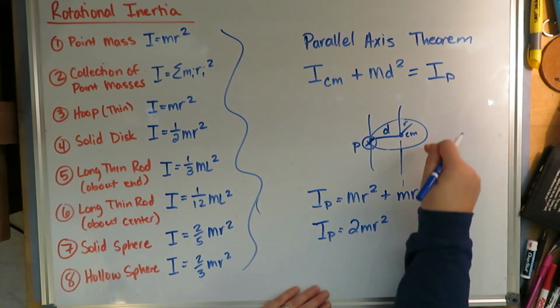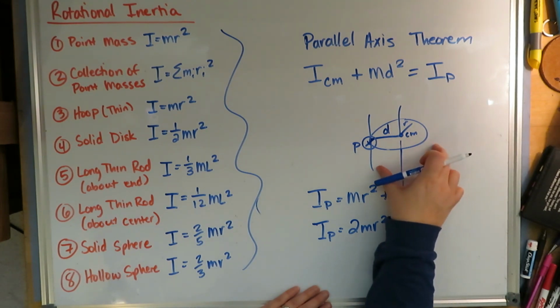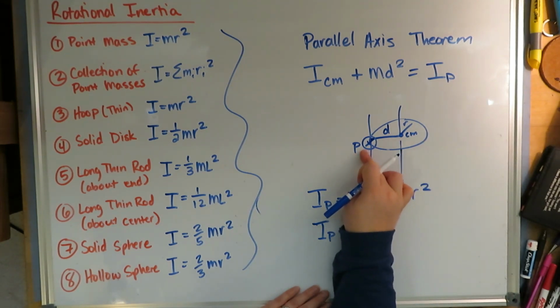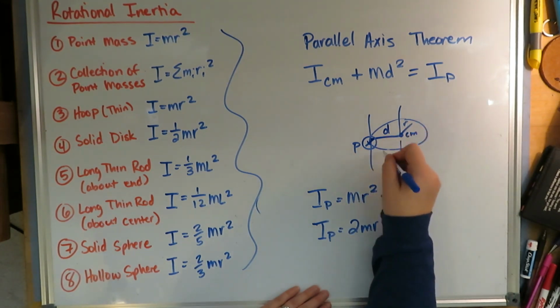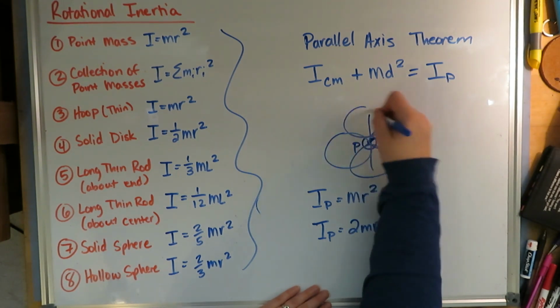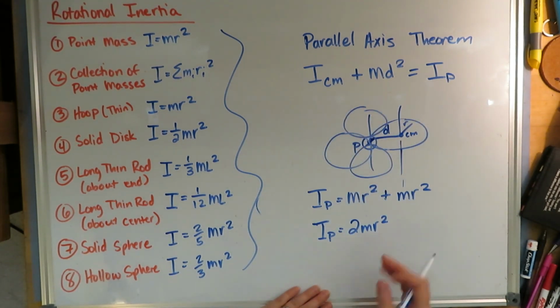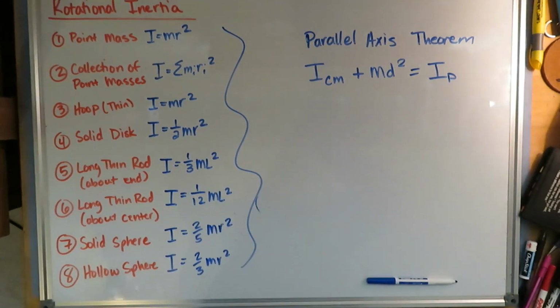So I'm essentially going to double the moment of inertia of this hoop by rotating about a point on the edge, kind of like this around that point, rather than rotating it about its center. And we can check that out here.